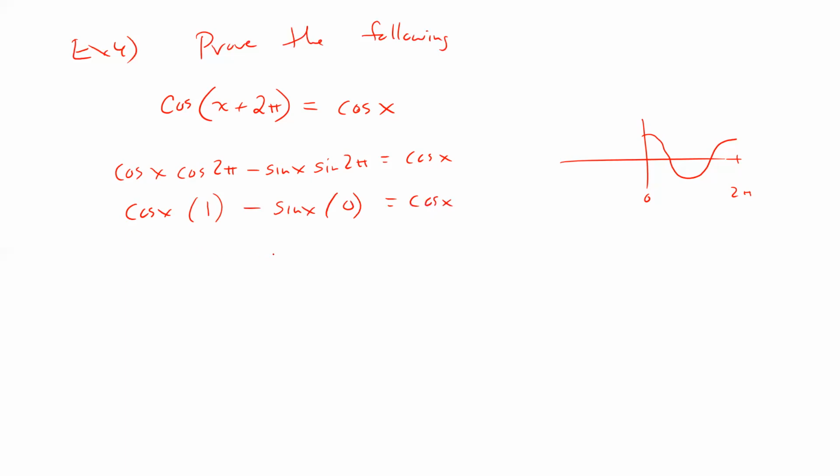Wait, where did you get the 1 and 0s from? Oh, on the unit circle. Okay. And perfect. We just proved it. Now, beyond a shadow of a doubt, we know that the period for cosine is 2 pi. Done. Love it.